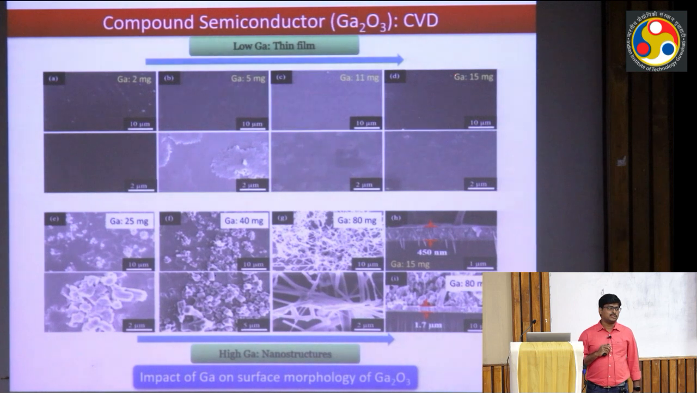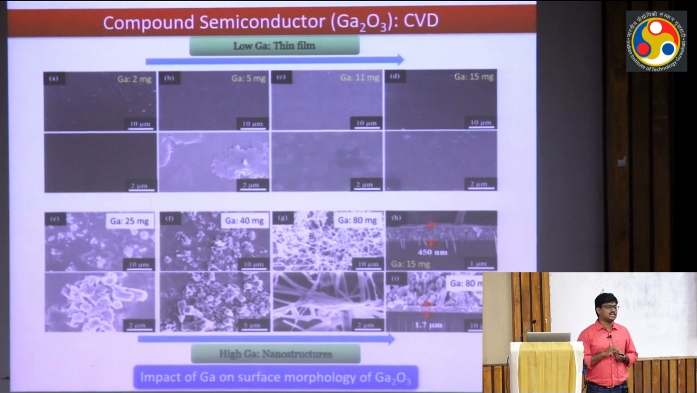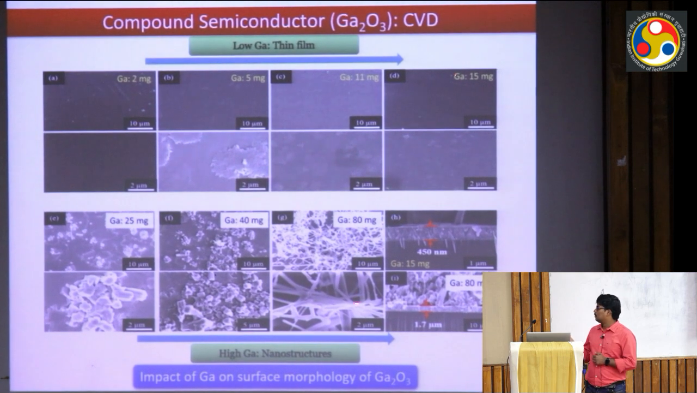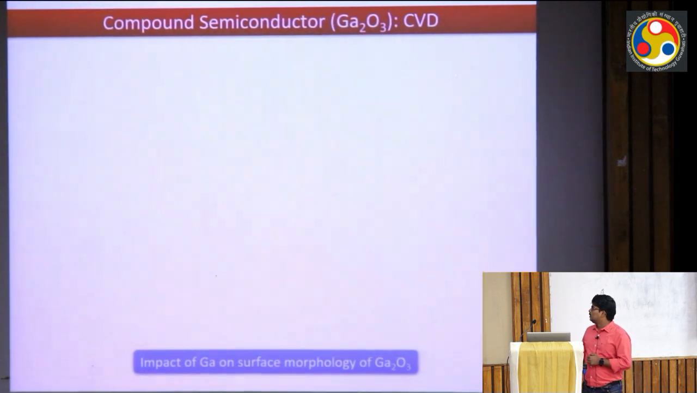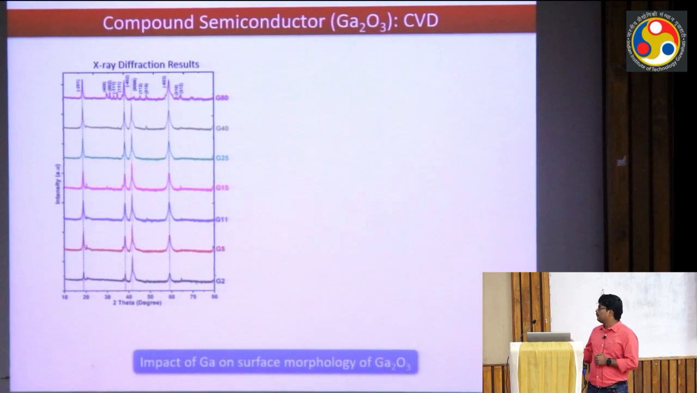So from here also we can conclude that the amount of precursor decides not only the surface roughness, the complete morphology also will be decided by the precursor. Here a higher amount of gallium is not giving you a thin film. That means if you take higher gallium, you will not be able to make any transistor or electronic devices out of this kind of morphology or this kind of nanostructure. So this is the take-home message. This precursor is very important.